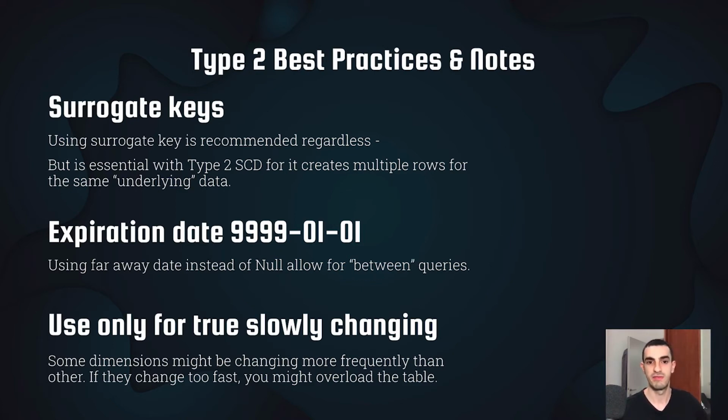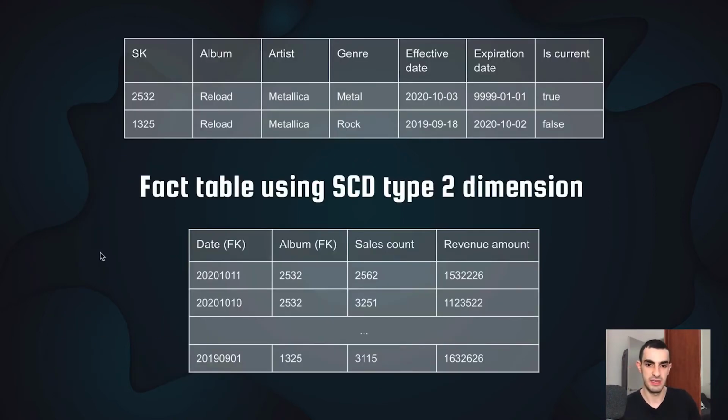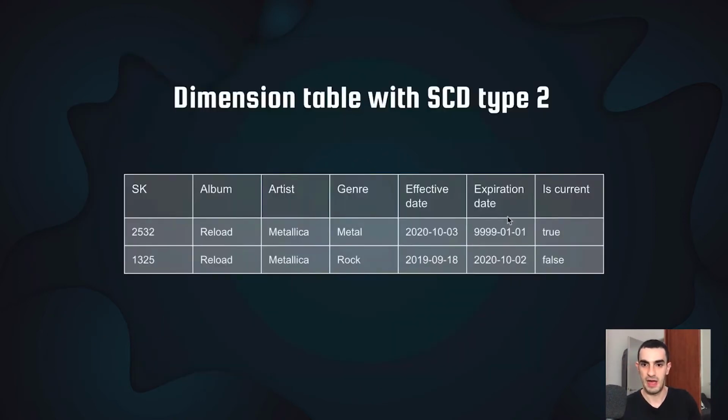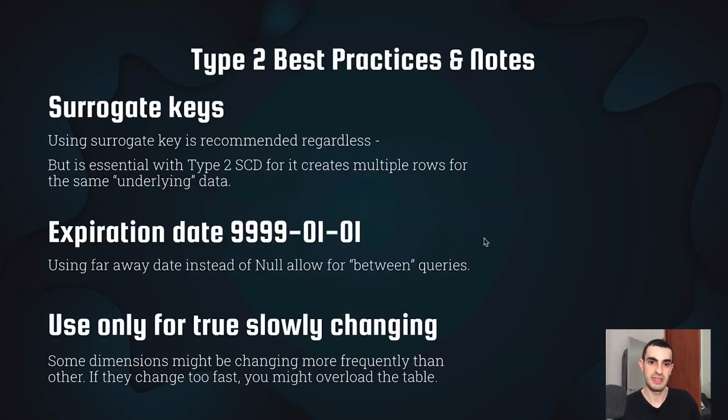So you need to have some process in your ETLs or something else to generate surrogate keys. Next thing is, as you could see back here, I use the expiration date as this thing, and it's a best practice just not to have null there, so you can use all the date functions in the SQL. It's far more convenient.